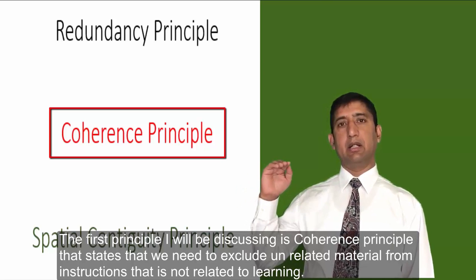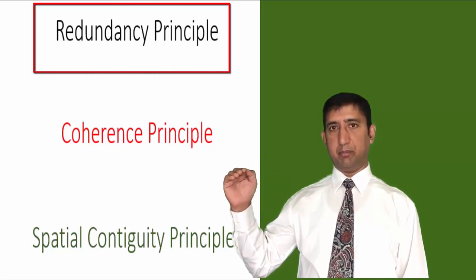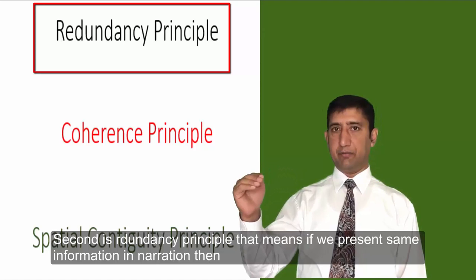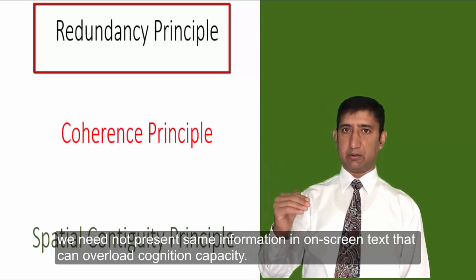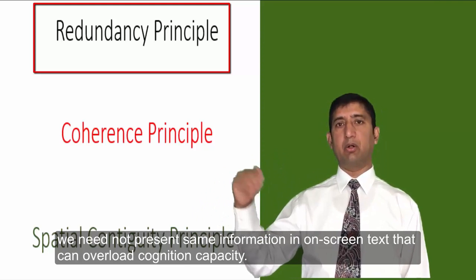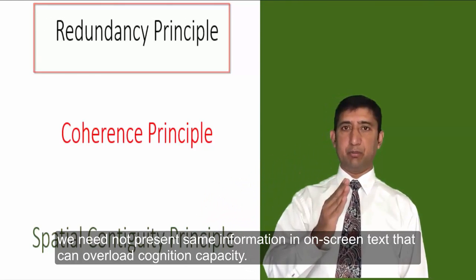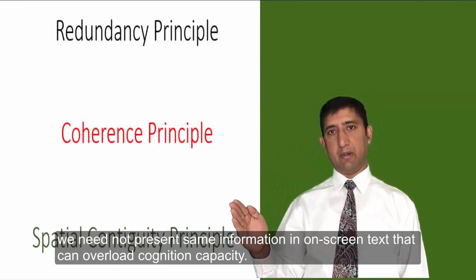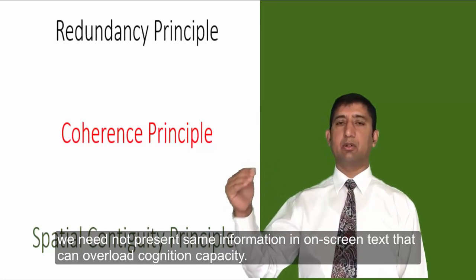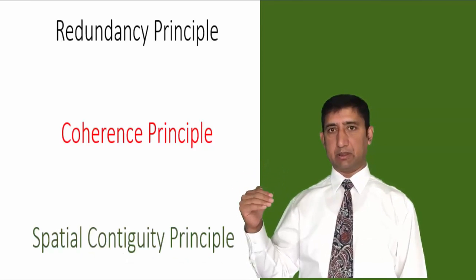Okay, and then the second principle is the redundancy principle. That means if we are presenting information in narrative, or in on-screen text and narration, or pictures and sounds all together, we have to use one channel for one piece of information and another channel for another. So if we have narration and on-screen text, that can also overload our cognitive capacity.